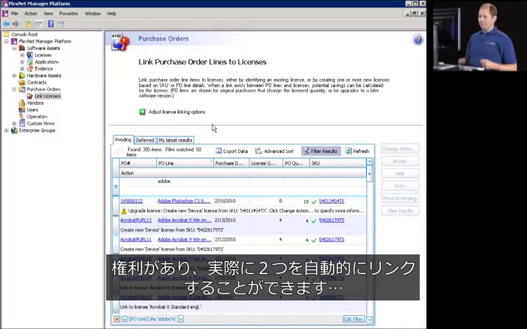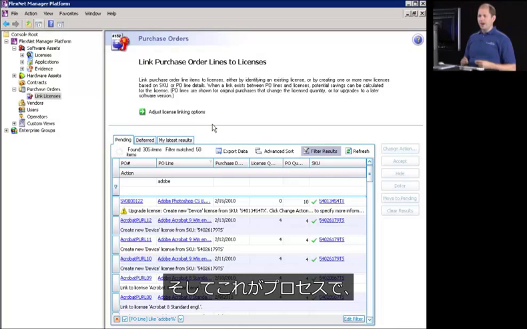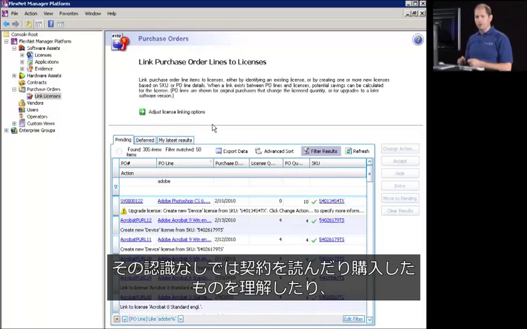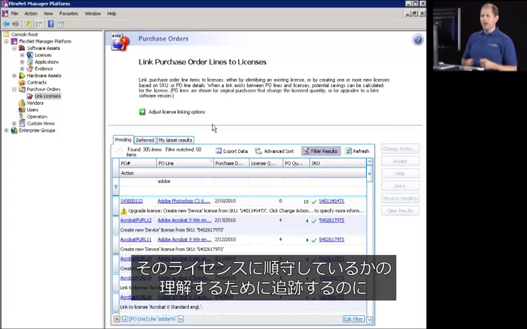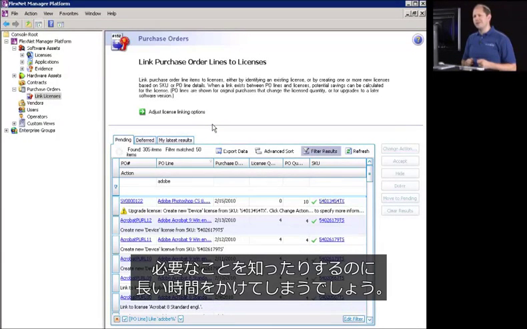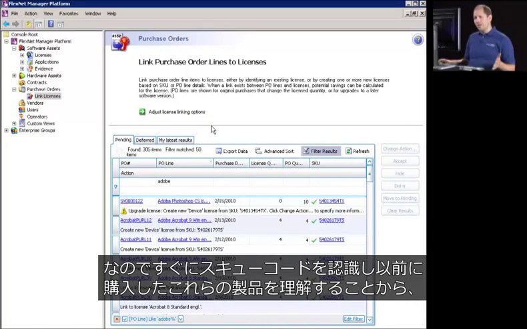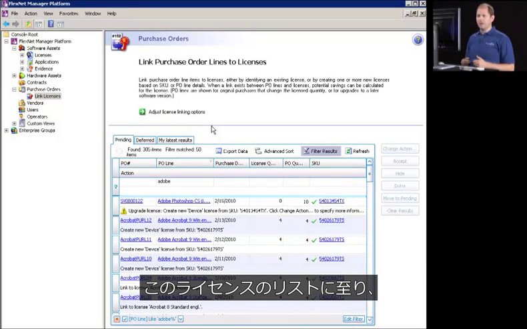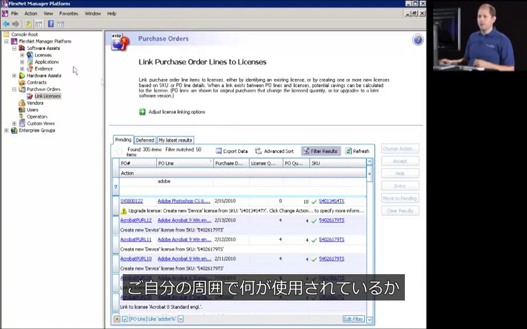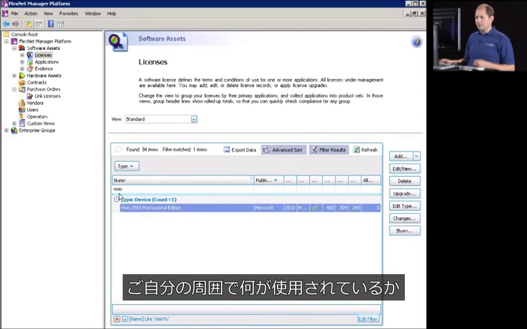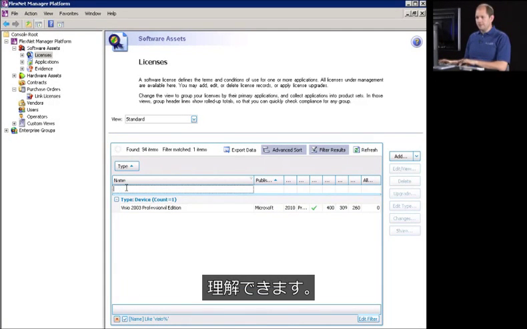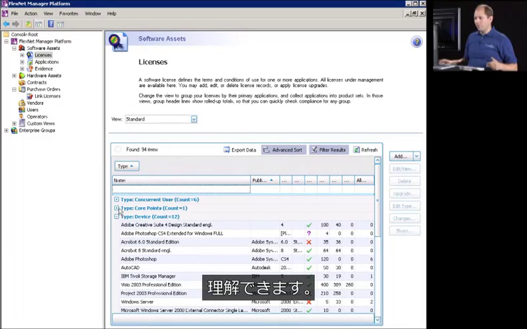Okay, so we have a license, we have an entitlement, and we're actually able to link the two automatically. And this is a process that without having that recognition would take quite a lot of time to read the contracts and understand what you've bought and understand what you need to track to understand if you're in compliance with that license. And so from quickly recognizing the SKU codes and understanding the purchasing that you've made previously with those products, we can then come to this list of licenses and understand what's being used in your environment.